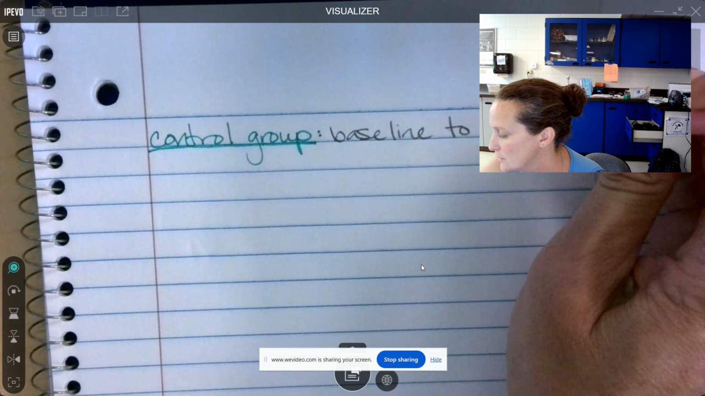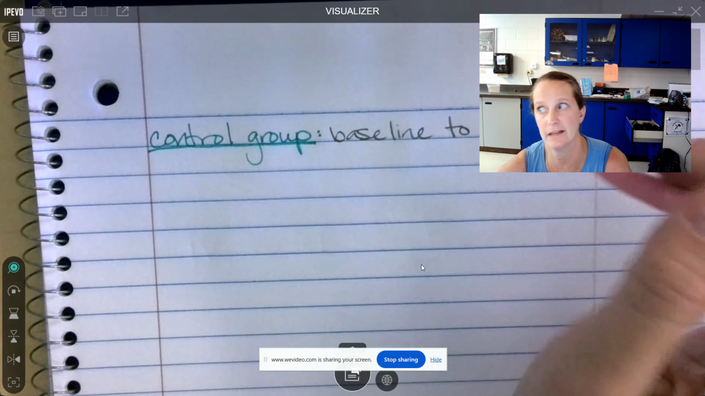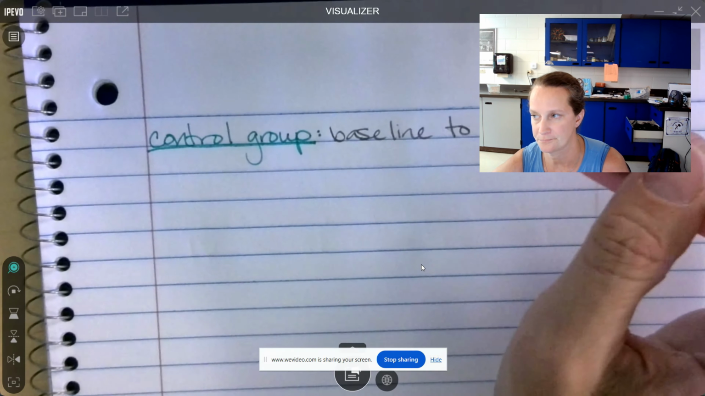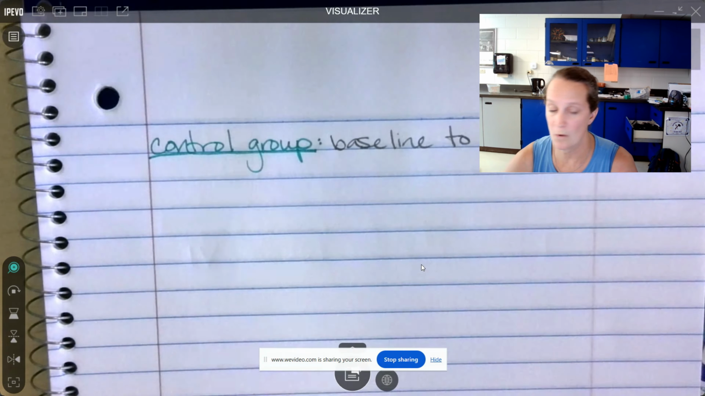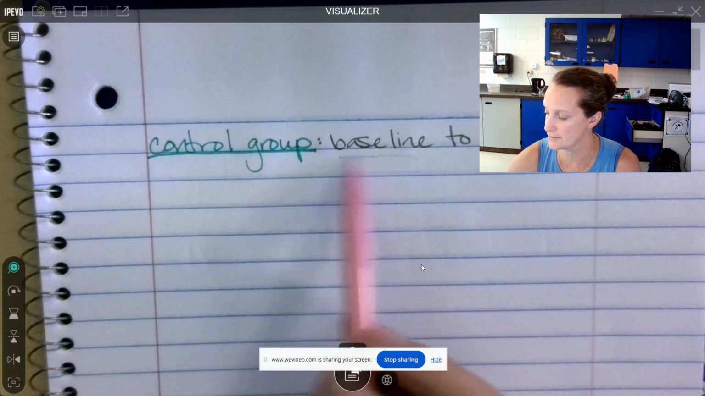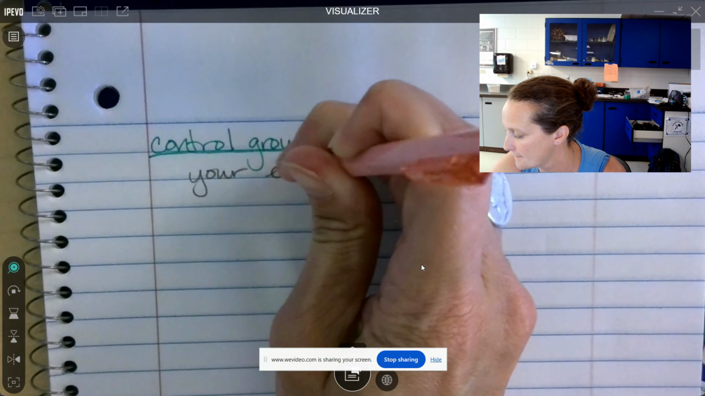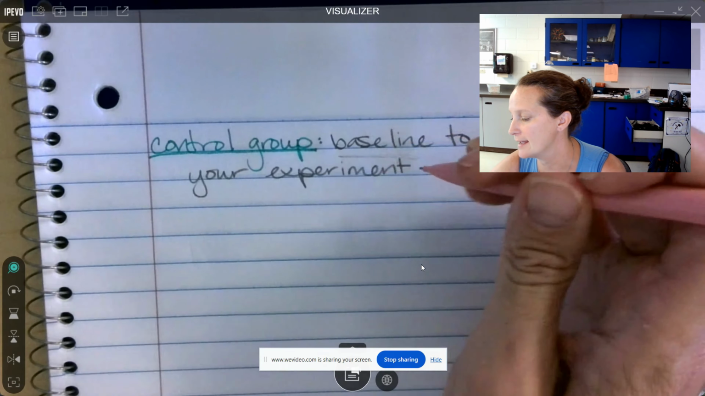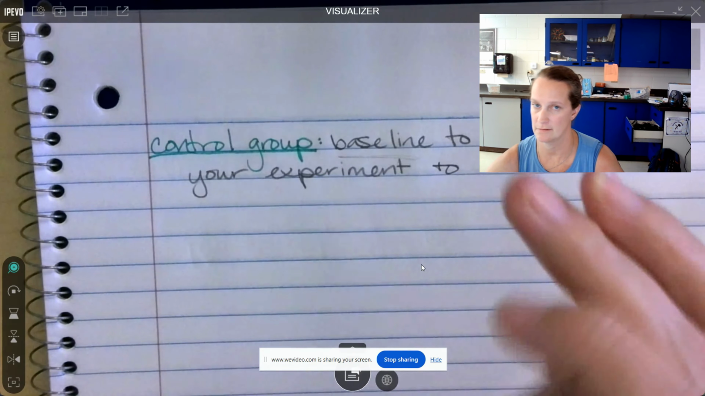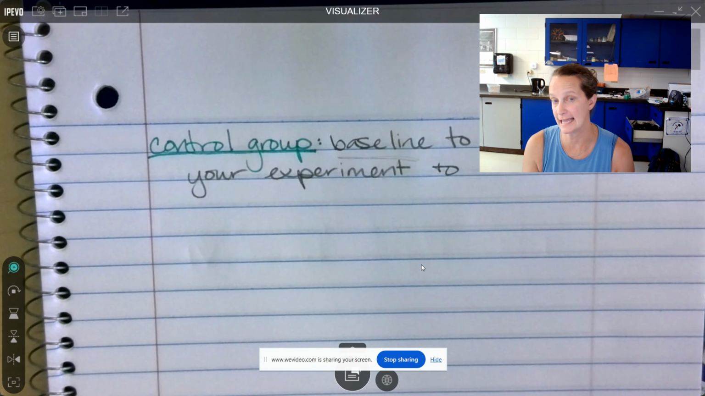So today, in your experiment, you are going to choose what you are going to change, whether it's temperature, light, or amount of water, and you're going to compare what you changed to your control group. All of us in here are going to make a control group bag. That will be the normal bag. We will all set it up the same, so you have something to compare to.